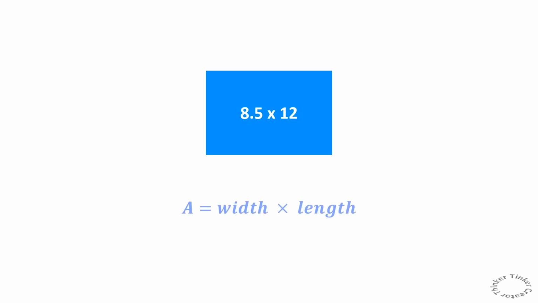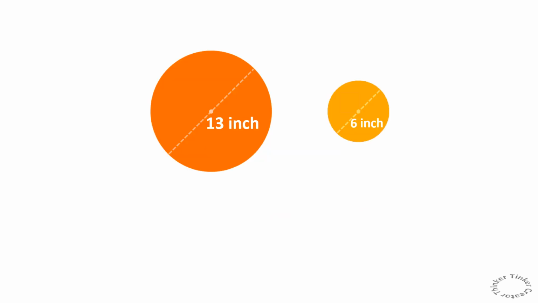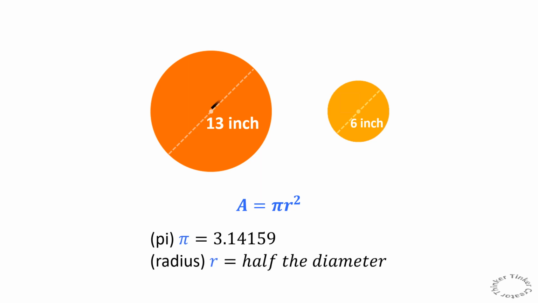For the pan pizza, we can use the area of a rectangle. For the round pizza and calzone, we can use the area of a circle. Remember that calzone is a round pizza folded in half. Pi is a constant value, and the radius is half the diameter.